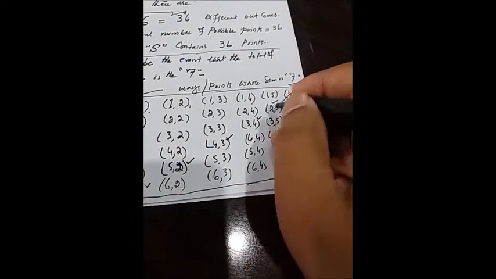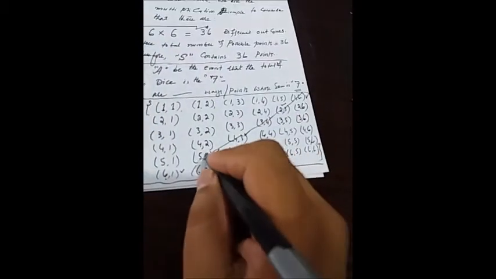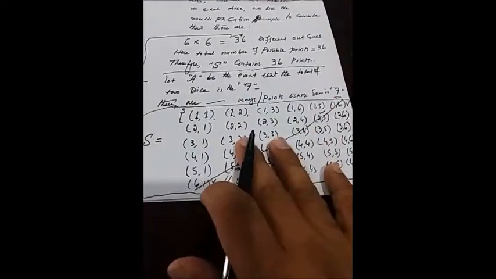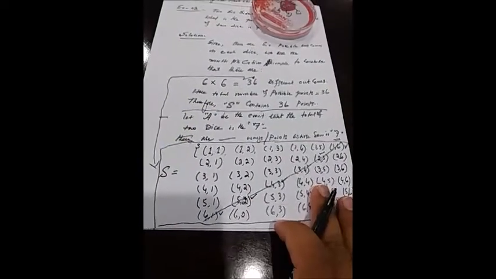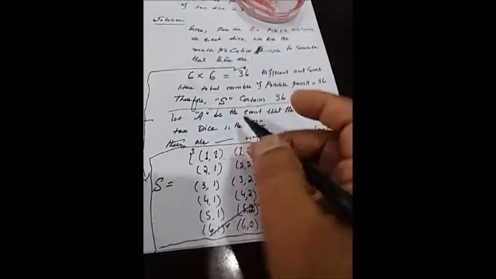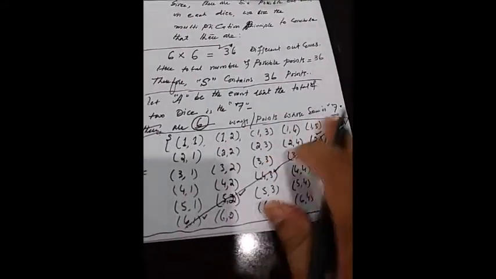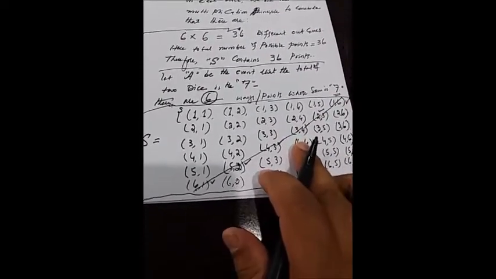So how many points are there whose sum is 7? 1, 2, 3, 4, 5 and 6. These are the 6 points in these 36 points whose sum is 7. So what do we find out? There are 6 points whose sum is 7. So how have we found the 6?